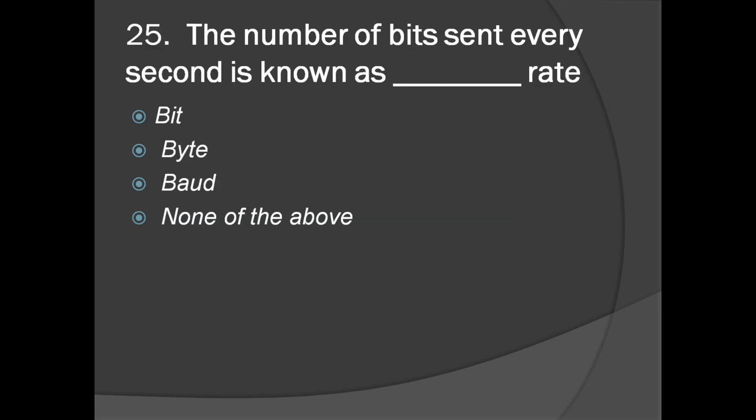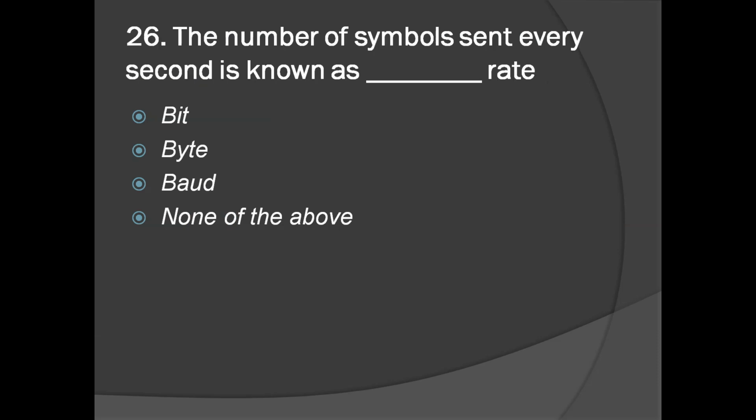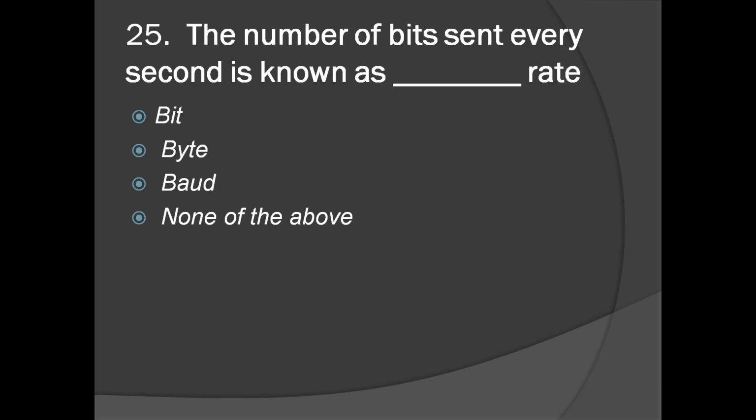Next, the number of bits sent every second is known as bit rate, byte rate, baud rate, or none of them. Bit rate, sir. So don't get confused with this. The number of bits sent every second is known as bit rate, whereas the number of symbols sent every second is known as baud rate. So I hope this difference is clear.